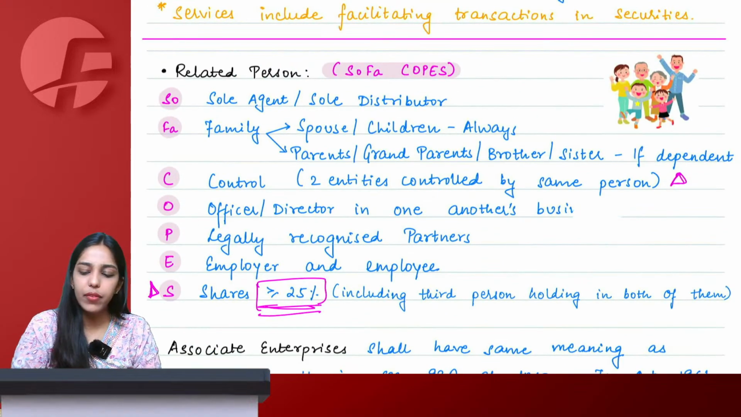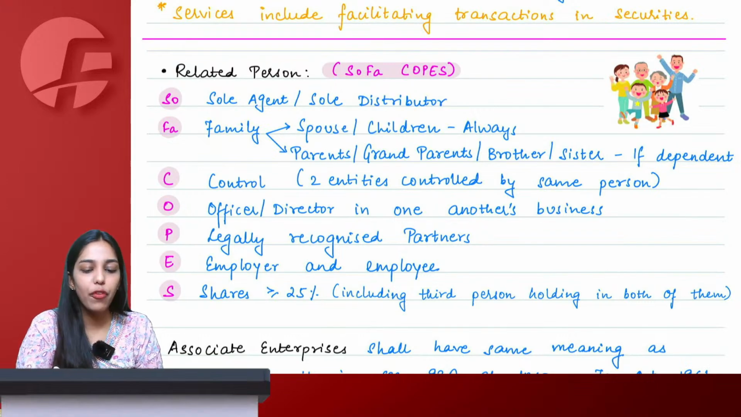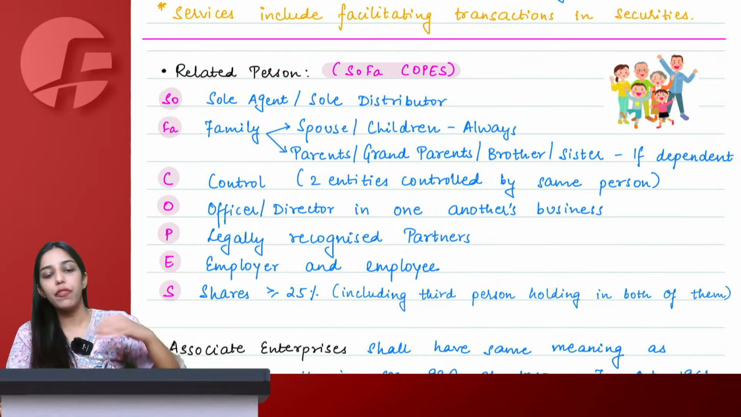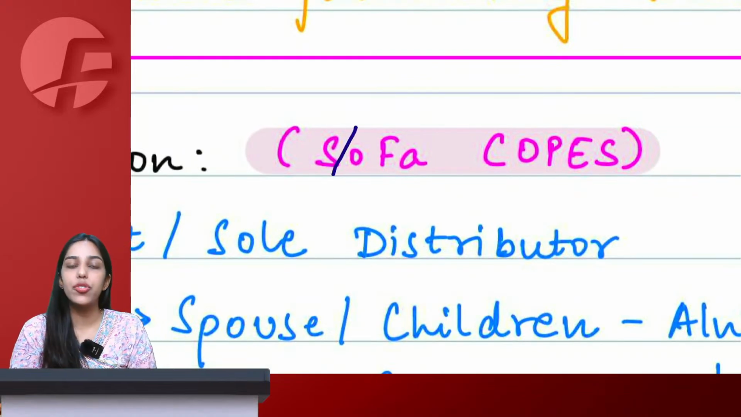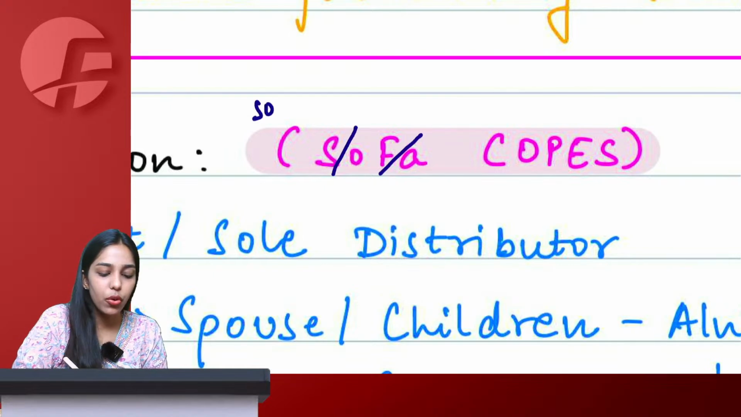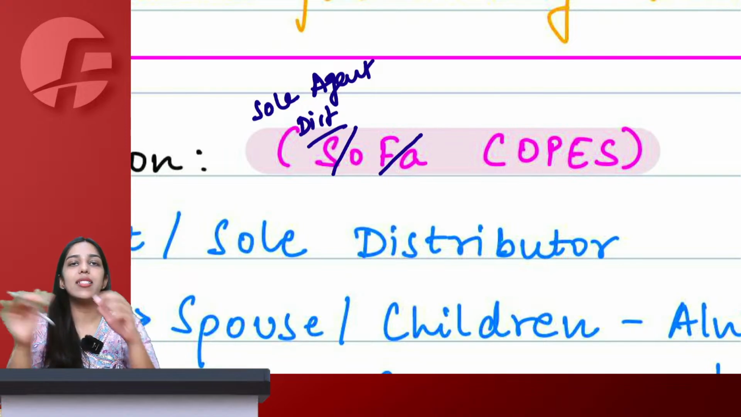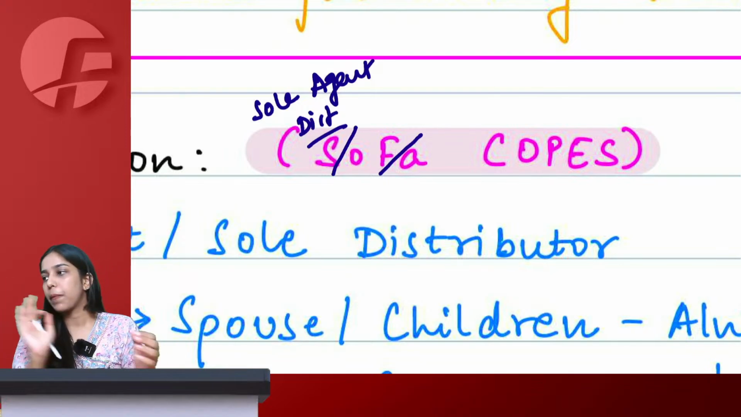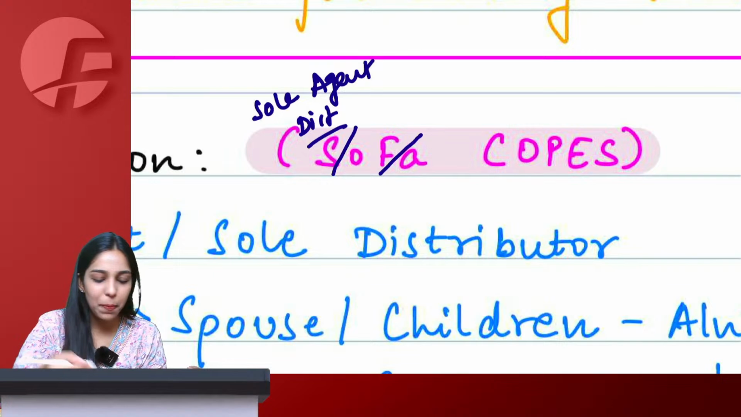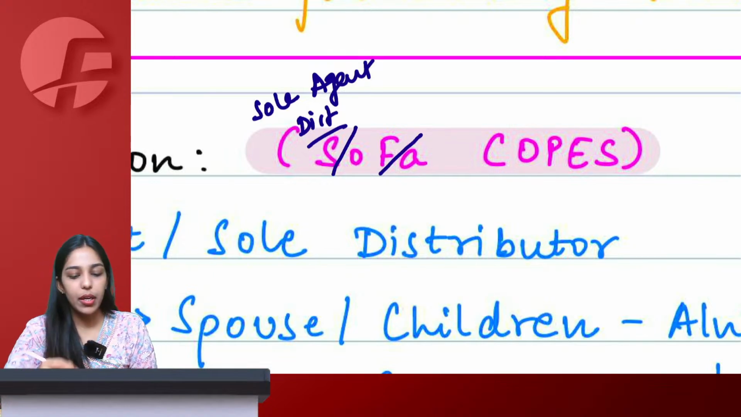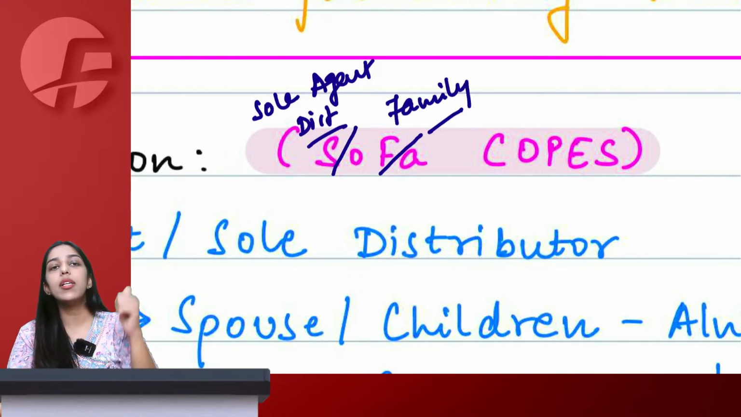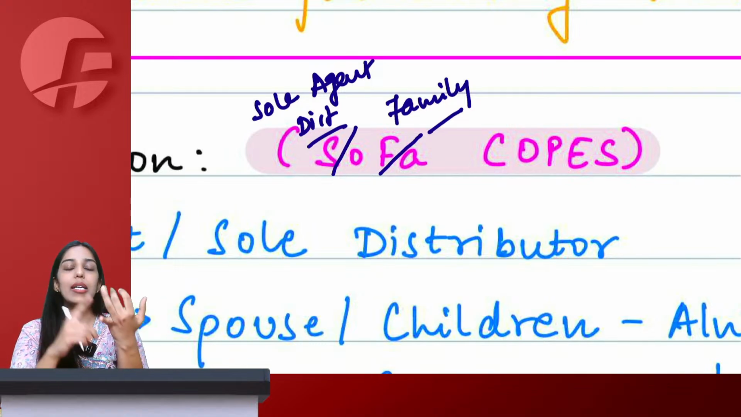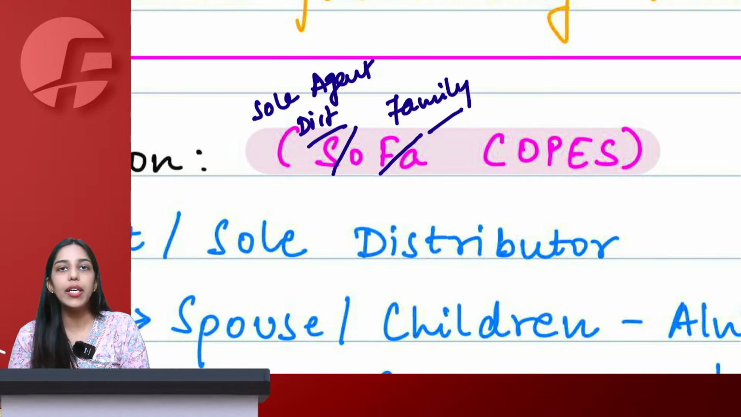So once again, everyone with me, definition of related person, SOFA, COPS. So means sole agent, sole distributor. FA means family. Chalo, with me, try to recall and write in the comment section. Even if you write DIST distributor, I will understand. Just write: sole agent, sole distributor. FA means family. Family would include spouse and children always. Parents, grandparents, brother and sister only if they are dependent.